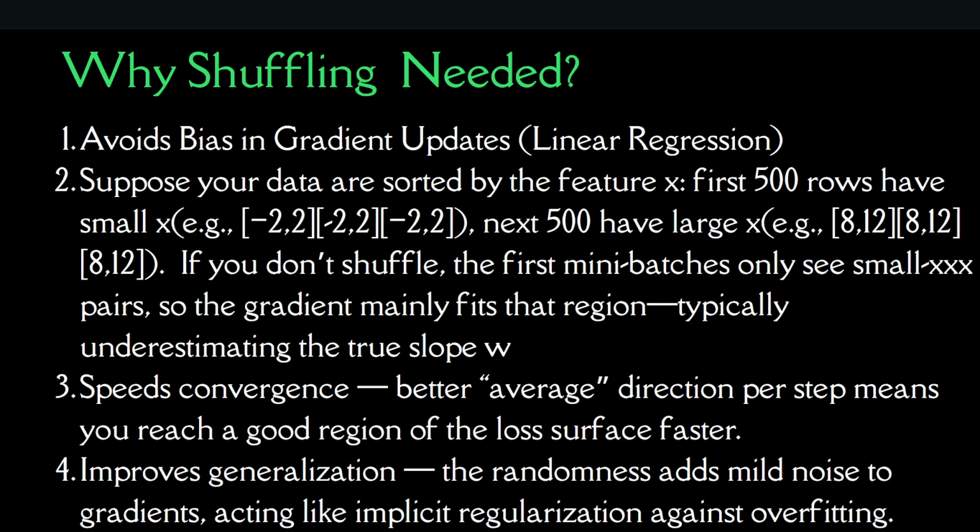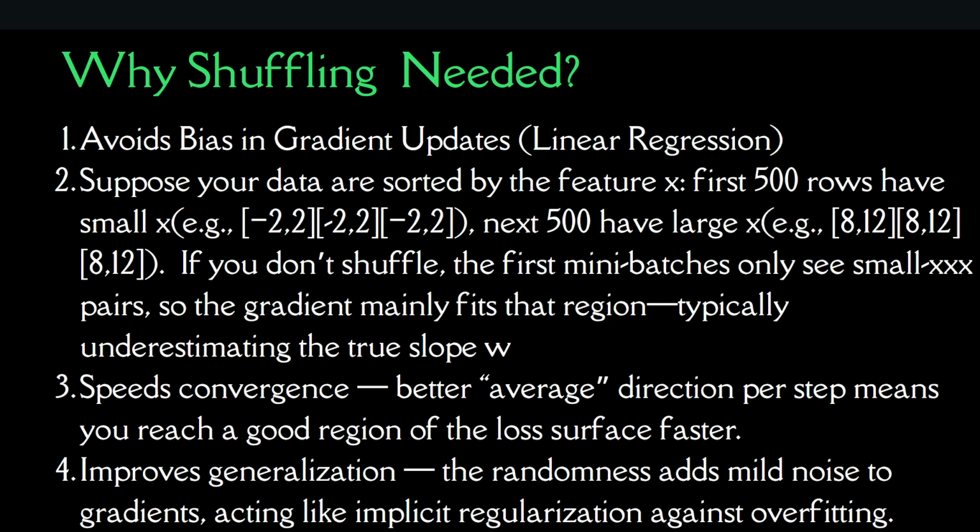If you don't shuffle, the initial mini batches will only see small x values, and the gradients will also try to fit those values. So it will underestimate the true slope of the data set, and when it reaches the higher values, it tries to overcompensate. So the convergence won't be quick, and it will also be a bit chaotic.